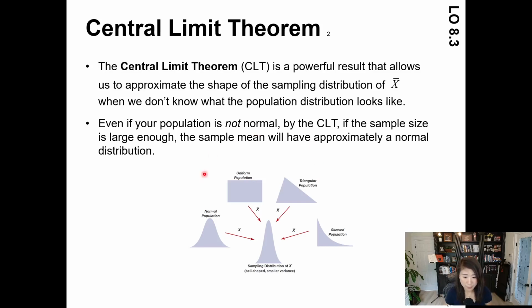As you can see on this diagram, whether it's already normal, uniform, or skewed, if your sample size is large enough, the sampling distribution will become normal. You just need to make sure your sample size is large enough. That's why there is a saying: if your sample size is large enough, everything becomes normal. That is what the central limit theorem is trying to explain. You just need to make sure you have a larger sample size, and we can assume it follows a normal distribution.